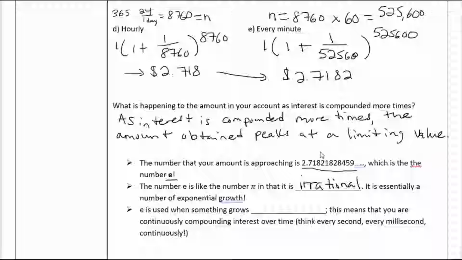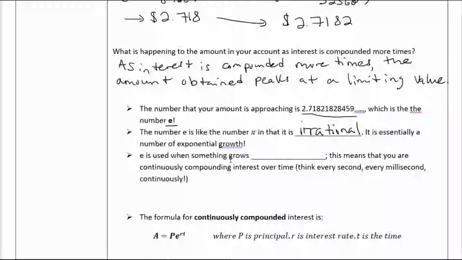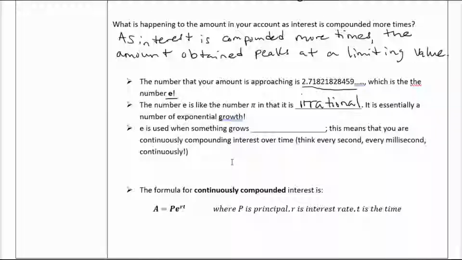So it is essentially a number of exponential growth and decay. It is a number that is used for these kinds of applications, so we'll be using it a lot in this unit. E is used when something grows continuously. When you think continuously, think happening quickly, happening rapidly, doing it multiple times. Think every second, every millisecond, continuously. So as we approach continuously, we reach the limit E.